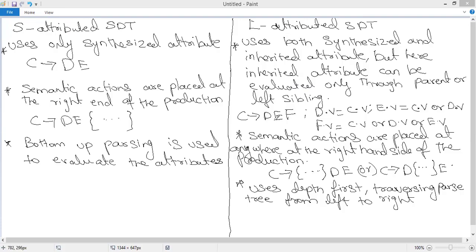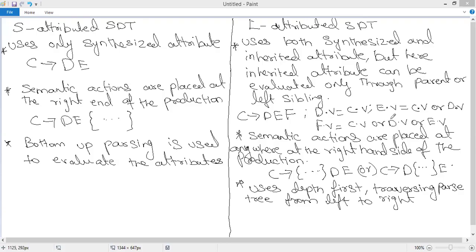If you want to evaluate the attribute D dot V, it can be evaluated with the help of the parent node, that is C dot V, and there is no left sibling, so we cannot evaluate it with the right siblings E and F, as per the rule of the inherited attribute. So for D dot V, the value can be evaluated only with the help of the parent node, that is C dot V.